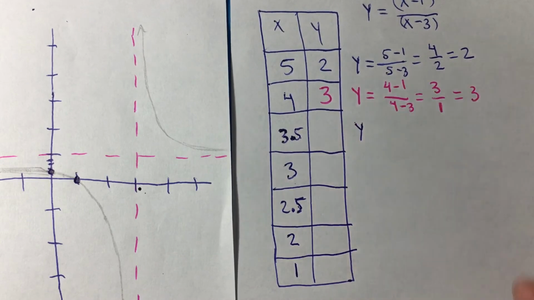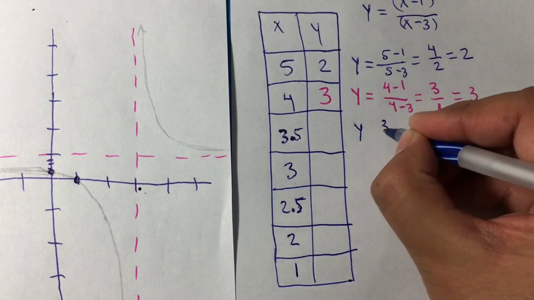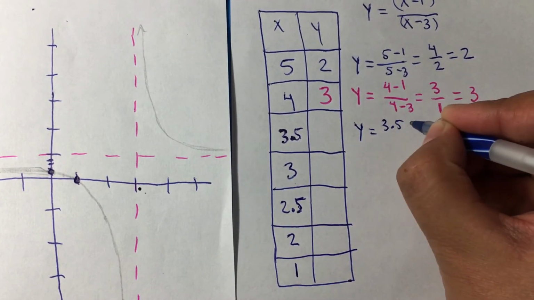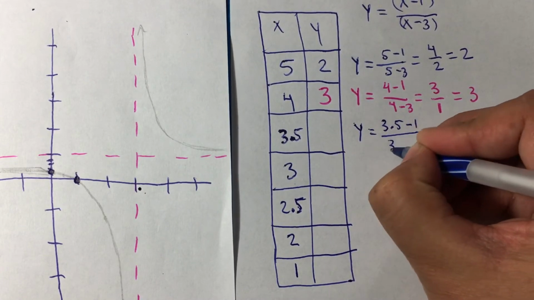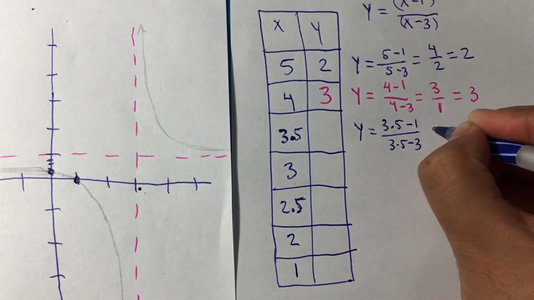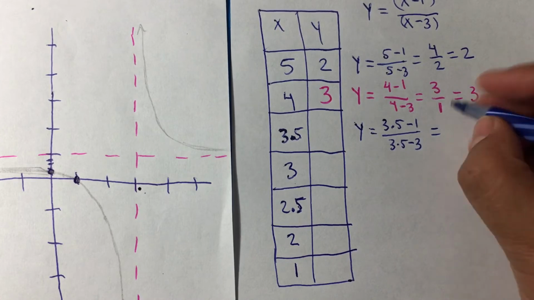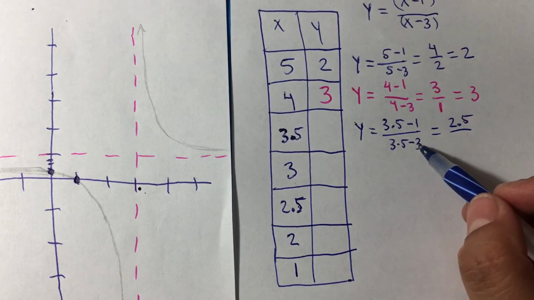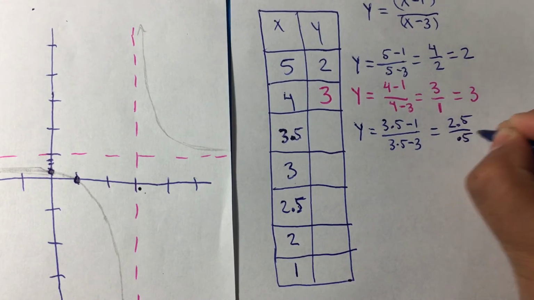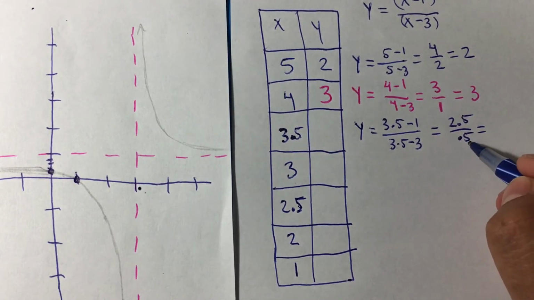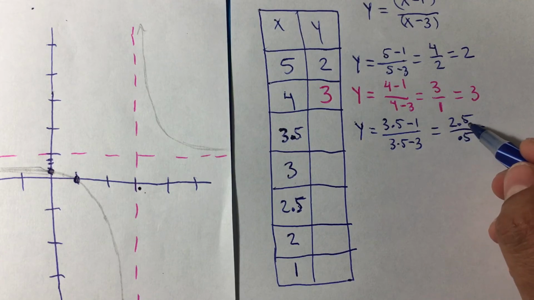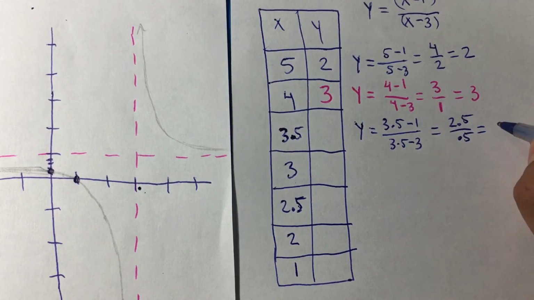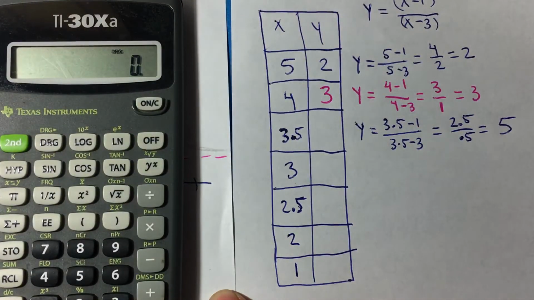For the next one, y equals 3.5 minus 1 over 3.5 minus 3. 3.5 minus 1 is 2.5. 3.5 minus 3 is 0.5. And it just means how many halves are in 2 cakes and a half. Okay, so it's 5. Just put 2.5 divided by 0.5 and you get 5.